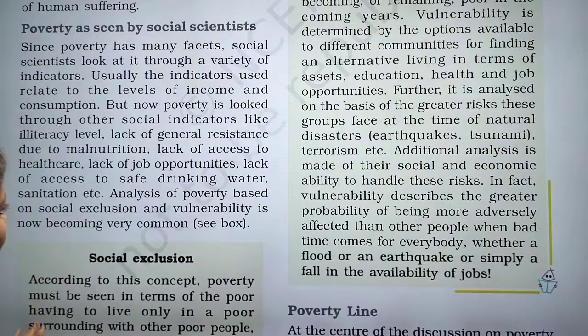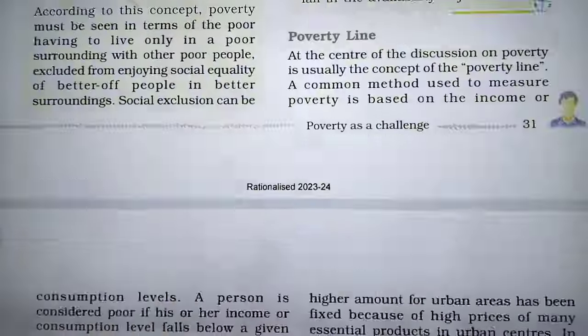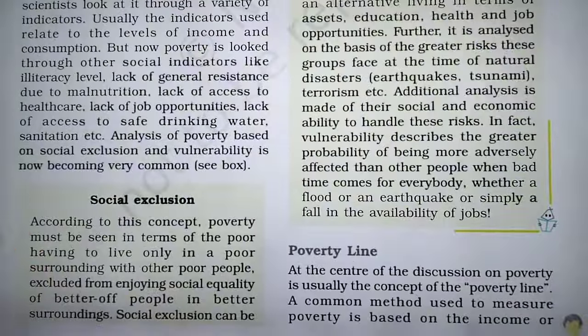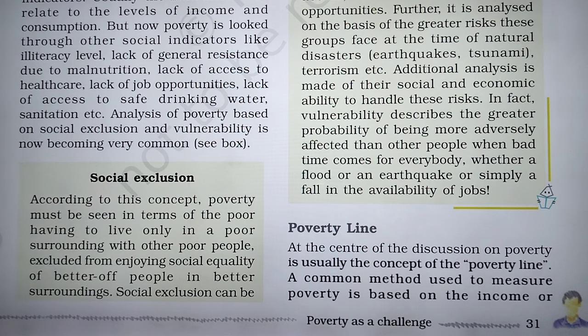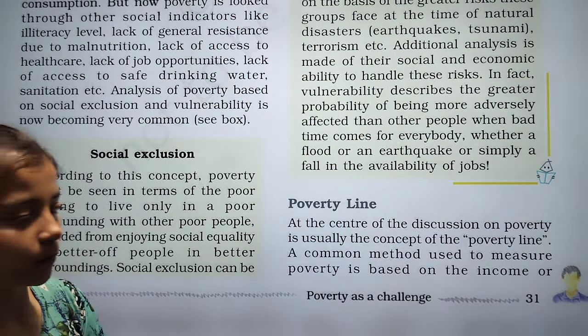Analysis of poverty based on social exclusion and vulnerability is now becoming very common, as given in the box. First is social exclusion. According to this concept, poverty must be seen in terms of the poor having to live only in a poor surrounding with the other poor people.